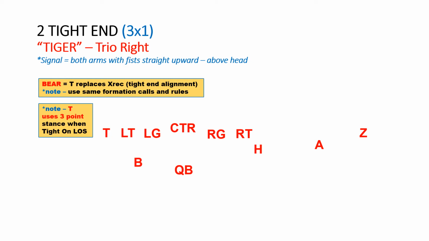When we go 3x1, we still use our same trio call. We just yell tiger first, again with the arms and fists straight up in the air. So now the X comes out, the second tight end or the T receiver now comes in, and you can see we're in our normal 3x1 set to the right, with the T using his 3-point traditional tight end stance.